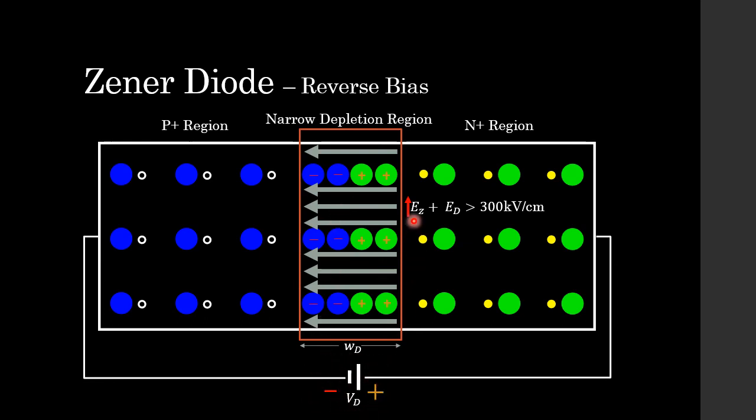And that's represented here. So the Zener diode electric field plus the source's electric field can go all the way up to 300 kilovolts per centimeter. Now students, relative to other electric fields, that's pretty big and pretty strong.